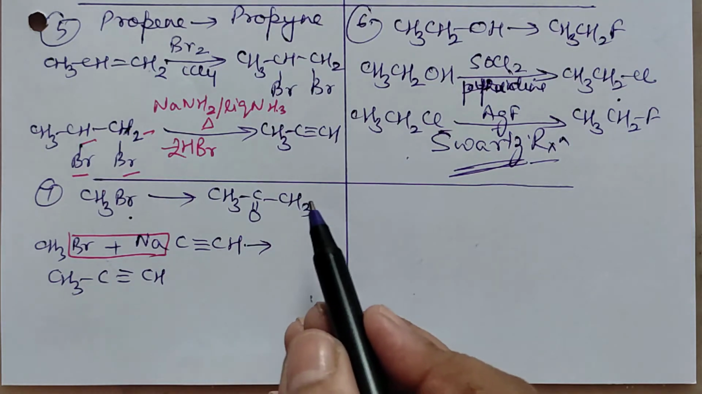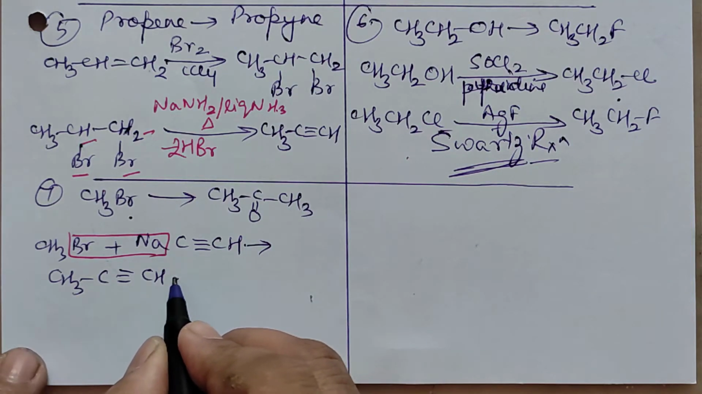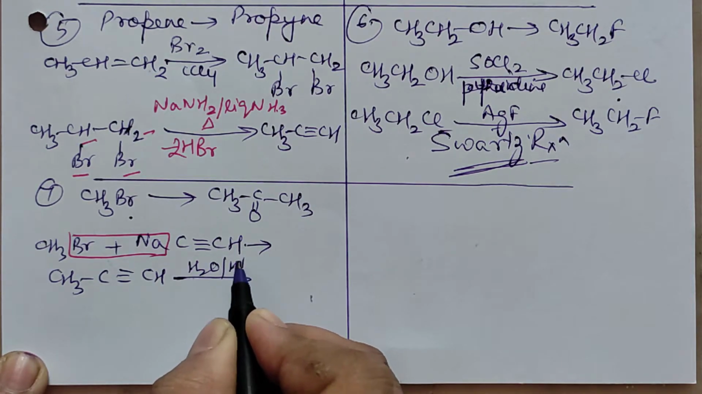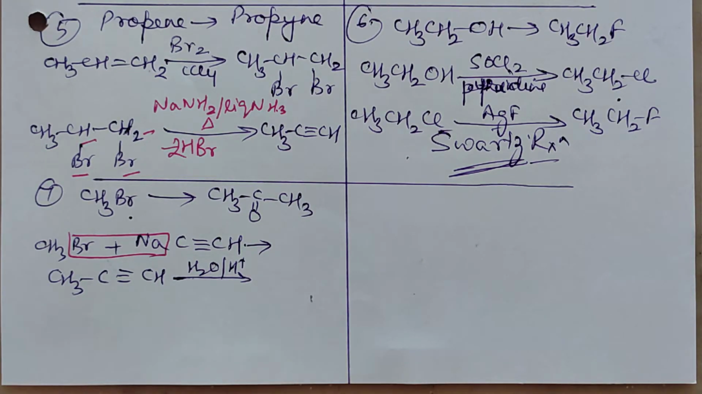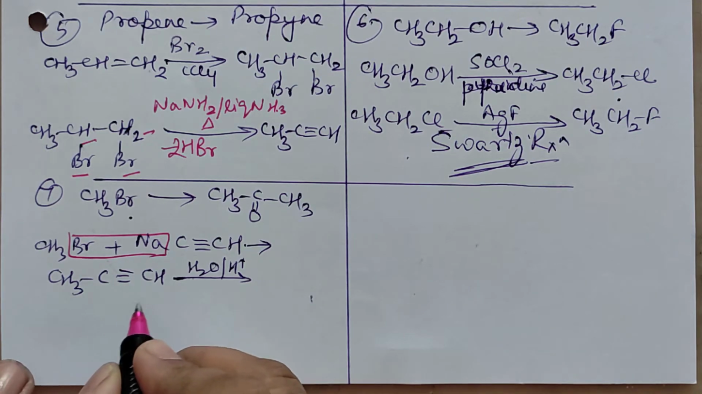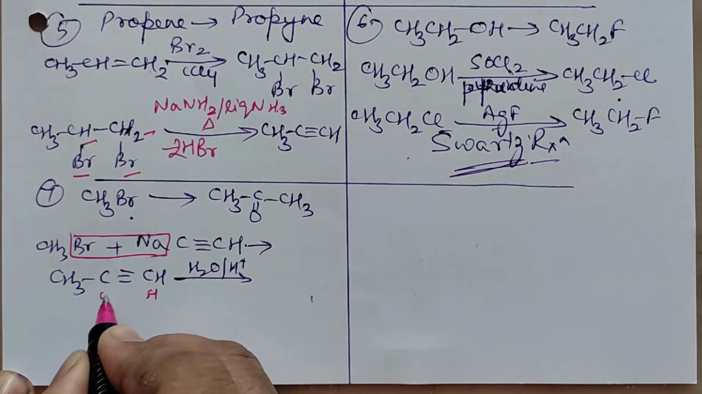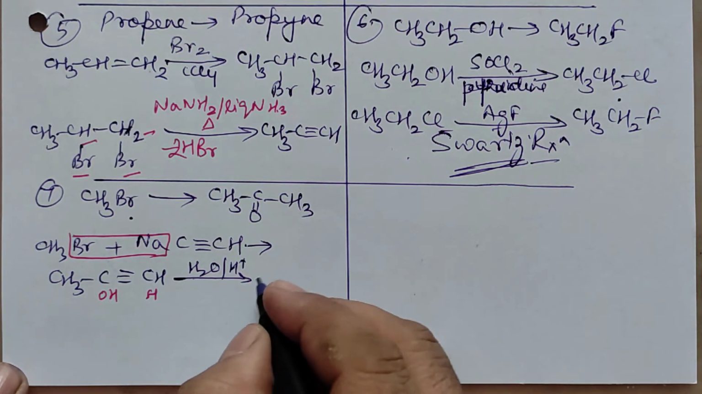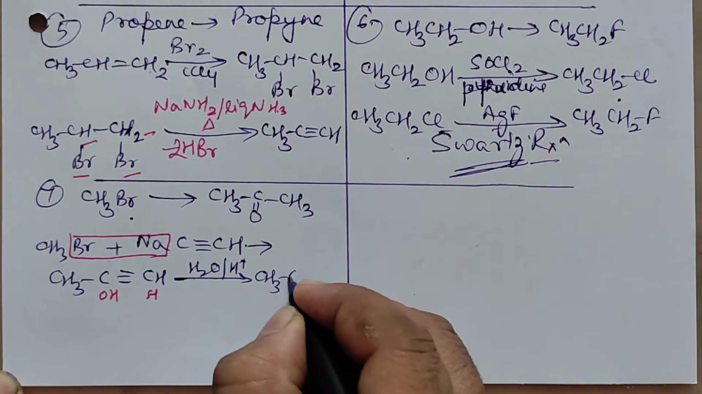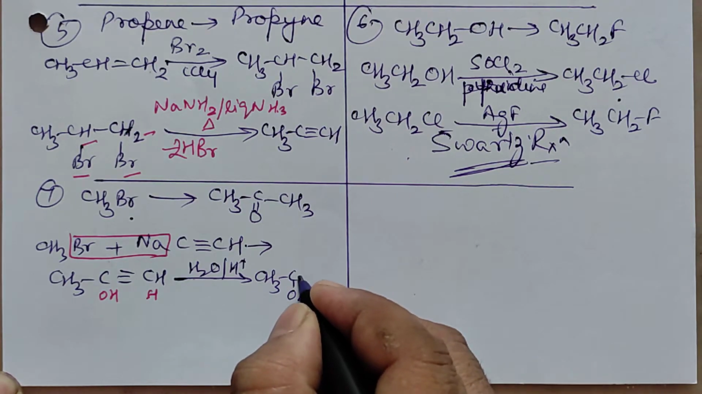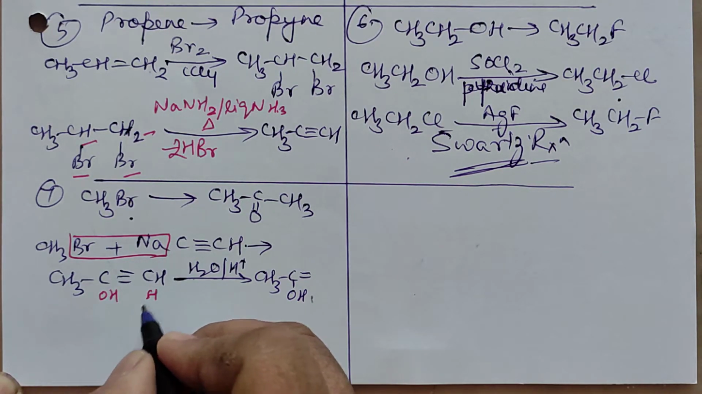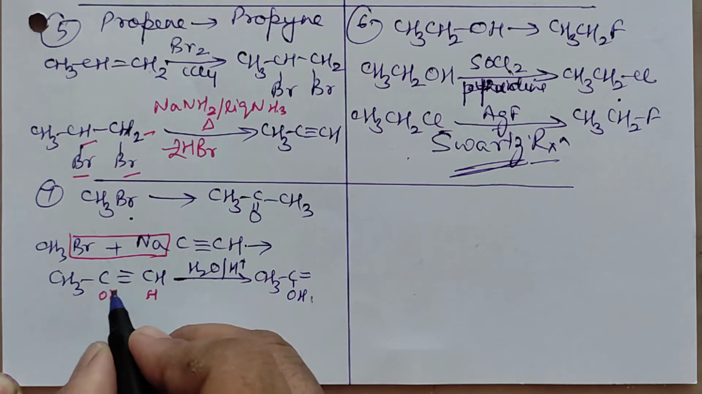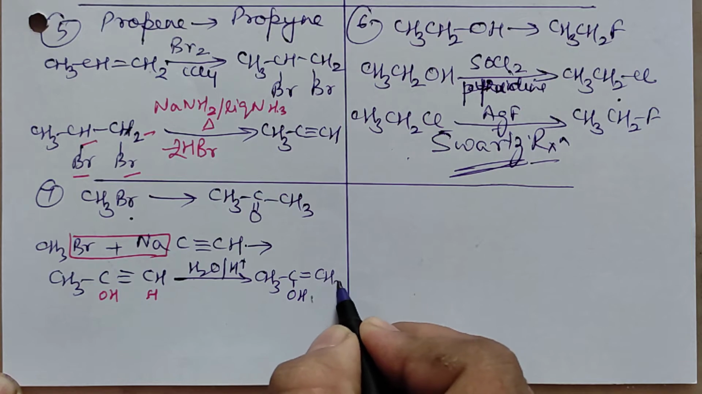Now from propyne we want to prepare acetone. So what you will do? You will simply add on water in the acid medium. When you add on water in the acid medium, you are keeping in mind Markovnikov's rule. So H here and OH here will be added on. So what you will get here is CH3, C, OH, now double bond because one group, another group has added on here, so triple will change to double, and this is now CH2.